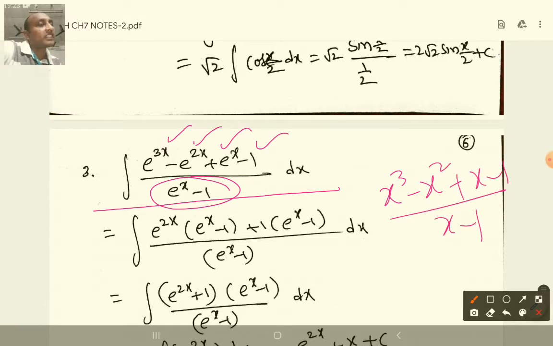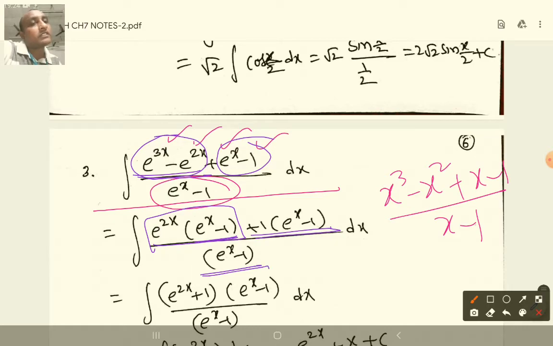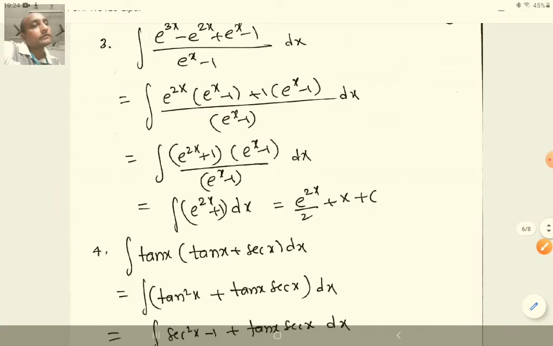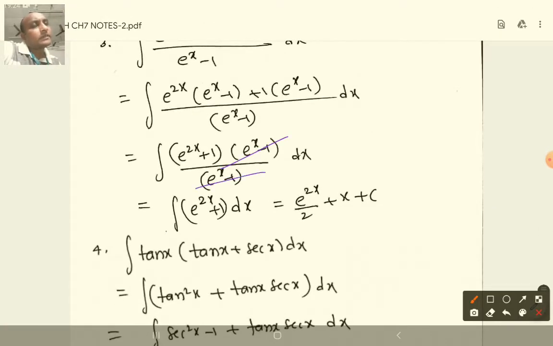So there I did factorization. Here also we do factorization by taking e power 2x common from these 2. So e power 2x, if I take common from these 2, e power x minus 1, then 1 is common from these 2, e power x minus 1, then denominator e power x minus 1. So then take common e power x minus 1, so that e power 2x plus 1 by e power x minus 1 divided by e power x minus 1 will come. So these two get cancelled. Then after cancellation you get e power 2x plus 1 into dx, which is nothing but e power 2x by 2 plus x plus c. Similar.